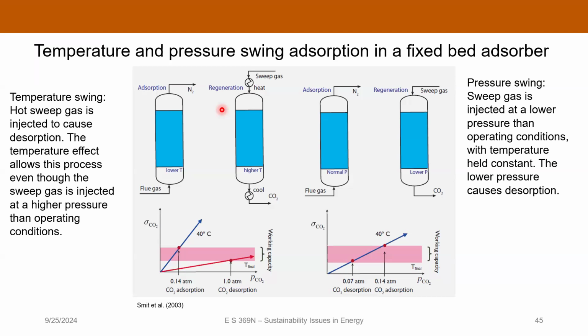Okay. So that's how carbon capture works. It's really just a matter of getting the CO2 in contact with something that either absorbs it or adsorbs it, and then purging the sorbent of the CO2 and then capturing it.